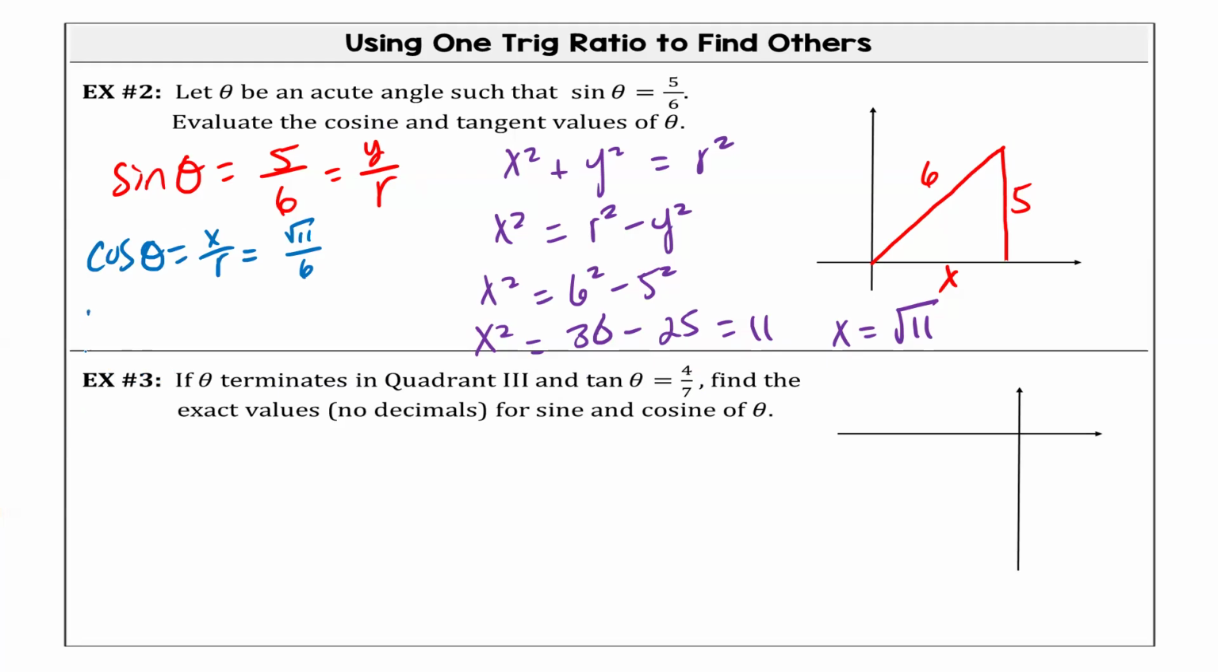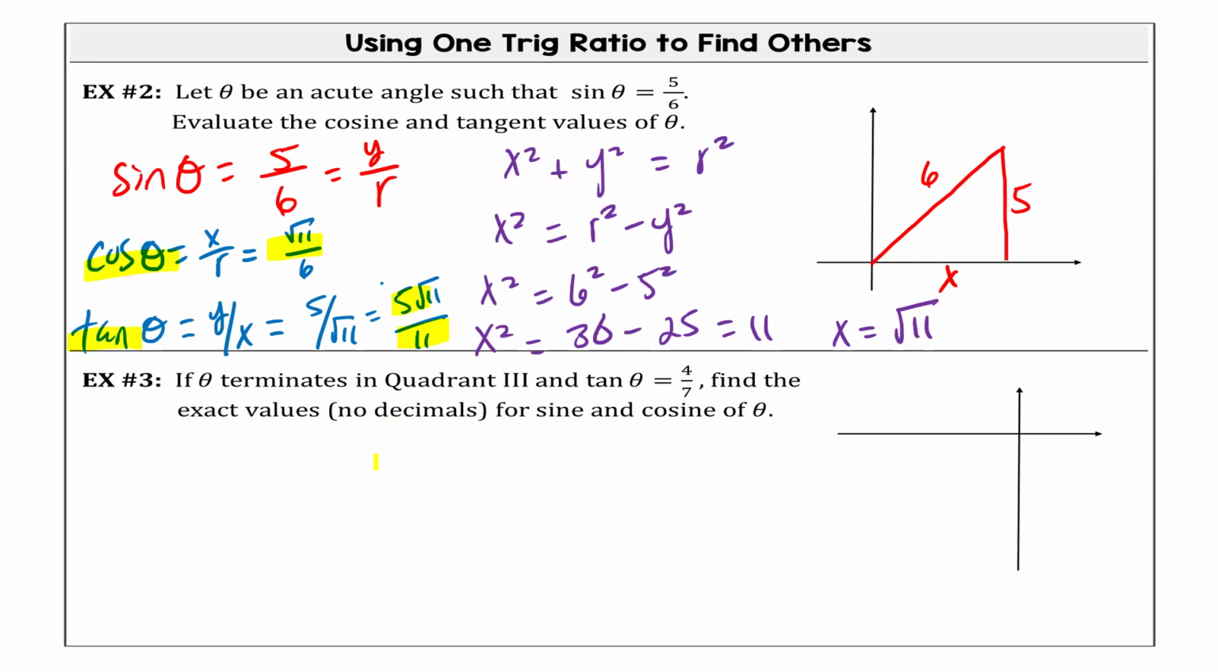All right, now we're on to tan theta. Tan theta equals y over x. What's my y? 5, and my x is square root 11. This is an okay answer. It's not perfect. How do I make it perfect? There we go. Okay. So we have our cosine is square root 11 over 6, and we have our tan theta is 5 square root of 11 over 11.